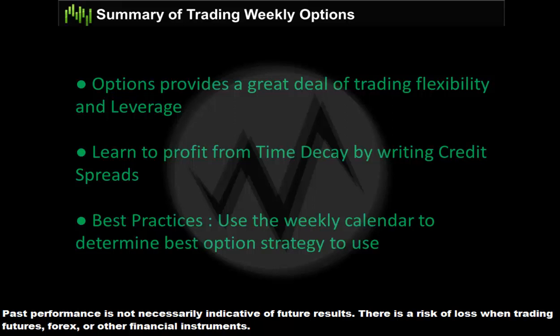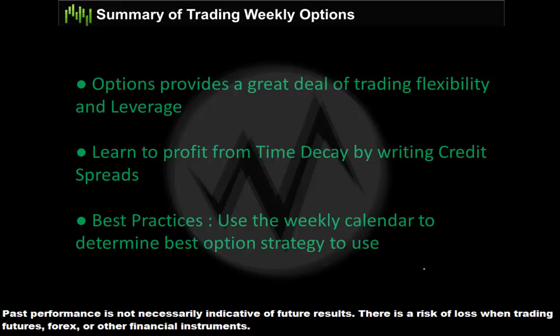It's also important for you, if you're going to trade options, to learn how to profit from time decay by writing credit spreads. It's a great way to trade. You can earn some consistent, high probability income. Just have to do it the right way. Use support and resistance levels, use momentum to help you determine which direction the stock is going, what kind of protections you have, and where to write the credit spreads. And then best practices: use the weekly calendar to determine the best option strategy to use.